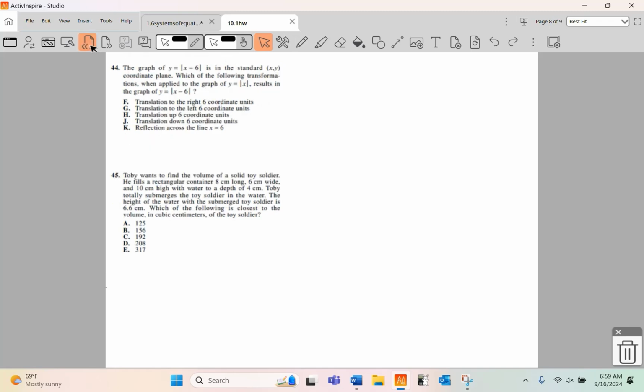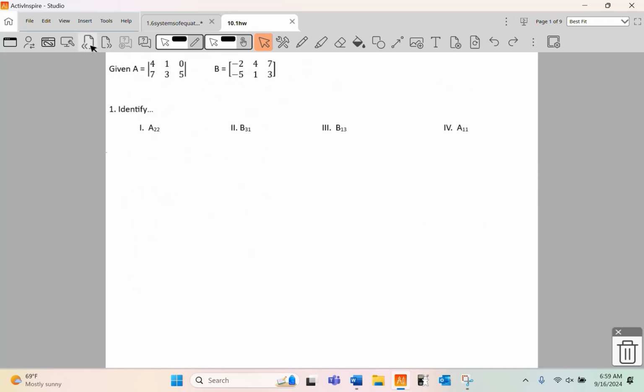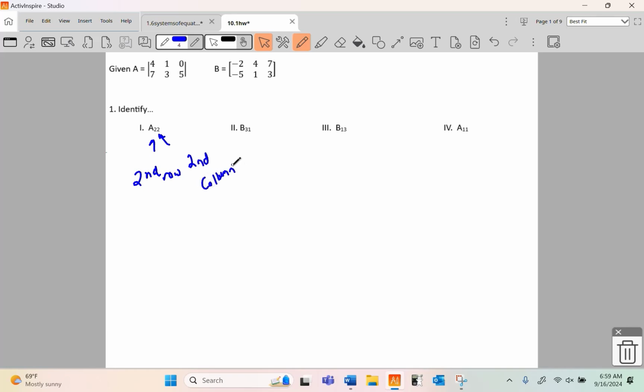So we have the 10-1 homework in front of us. That's actually a pretty easy assignment. First off, we have identifying things. Identify A22. This means second row, and the other two means second column. So the element that's in the second row in the second column is a 3.